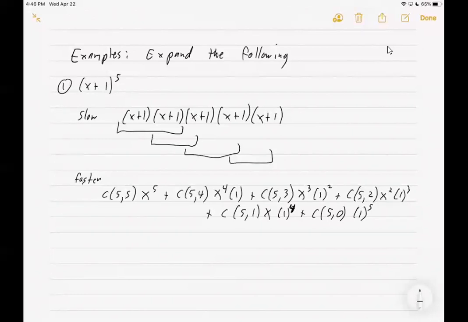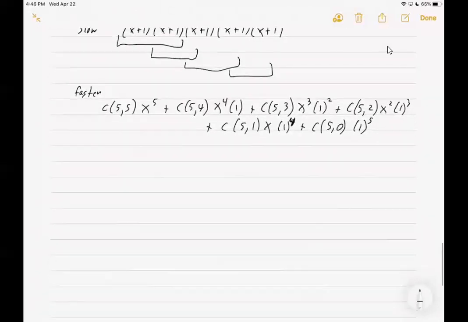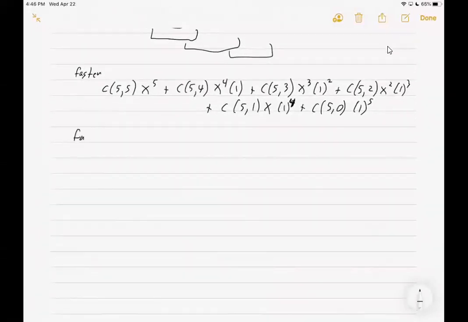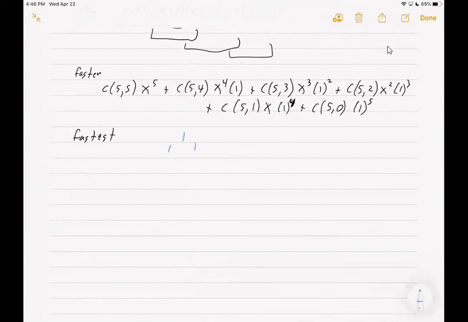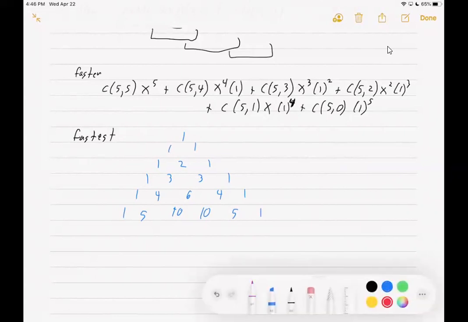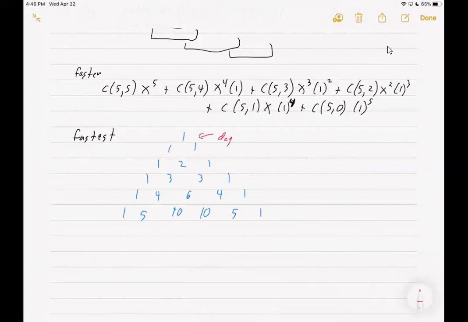You can figure out those combinations relatively easily, so you would probably end up getting the right answer, but it would take a while. The fastest way to do this is to just quickly spit out Pascal's triangle. Okay, so let me do this in blue. 1, 1, 1, 1, 2, 1, 1, 3, 3, 1, 1, 4, 6, 4, 1, 1, 5, 10, 10, 5, 1.